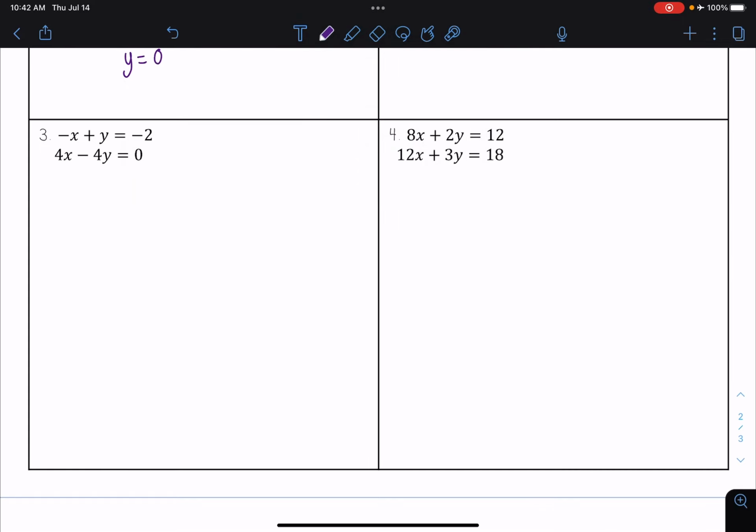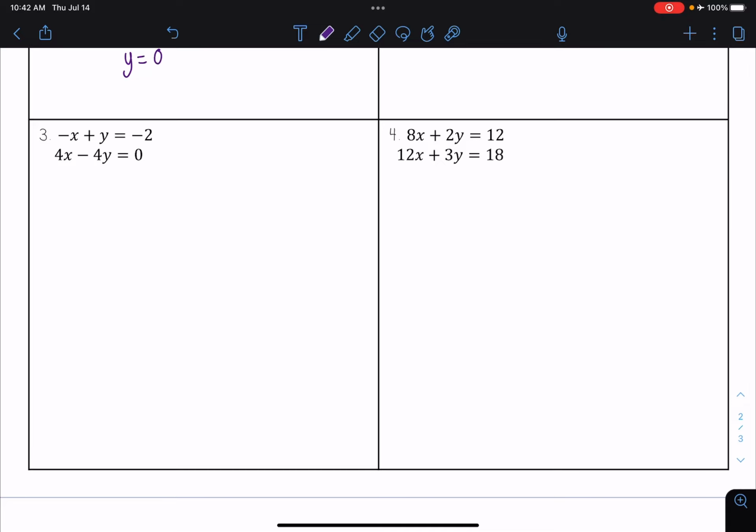Okay, looking at this next one, I have negative x plus y equals negative 2, and 4x minus 4y is equal to 0. So here I see that my coefficients in front of x and y in the top equation are negative 1 and 1, and then the bottom equation are 4 and negative 4. So this one I don't actually have to multiply both equations by a number.